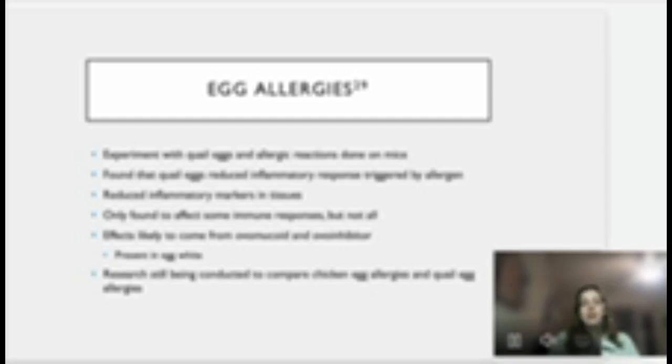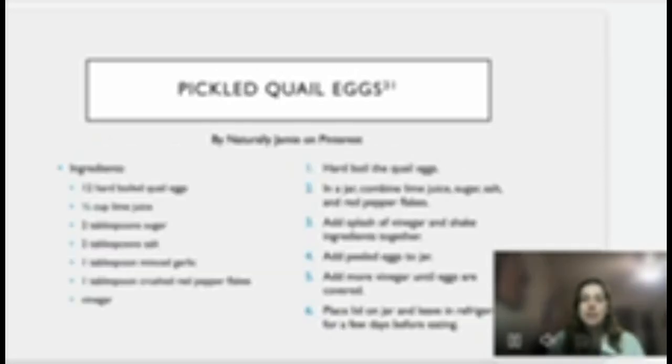However, it was only found to affect some immune responses, but not all, because it takes multiple responses to have a reaction. The effect on the immune response likely comes from the ovomucoid and ovoinhibitor, which are found in the egg white, or the albumin, which was shown on the last slide of the anatomy of the quail egg. Research is still being conducted to compare chicken egg allergies and quail egg allergies to see where the difference could come from. I'm going to share 2 recipes that I found on Pinterest about cooking with quail eggs.